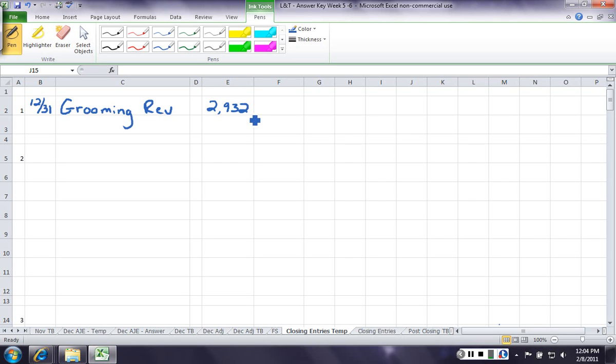In the 3-step process, we close revenue straight into retained earnings. Because if you think about the retained earnings statement, remember we take beginning retained earnings plus net income minus dividends to get ending retained earnings. So grooming revenue is a part of net income and it's increasing retained earnings.